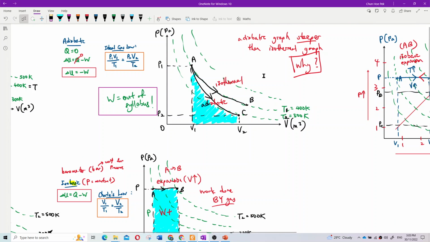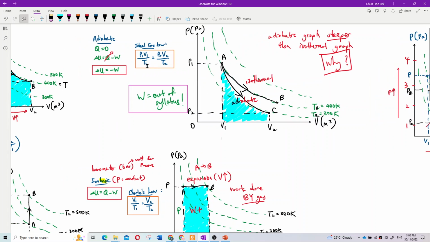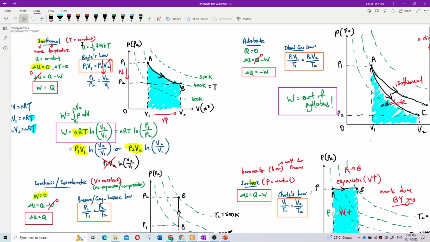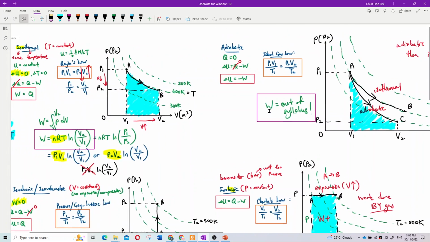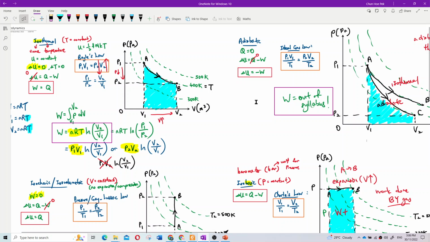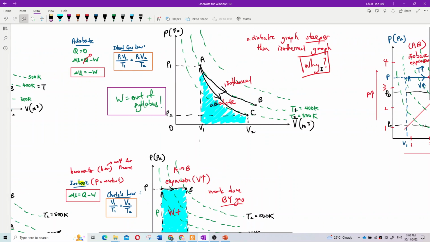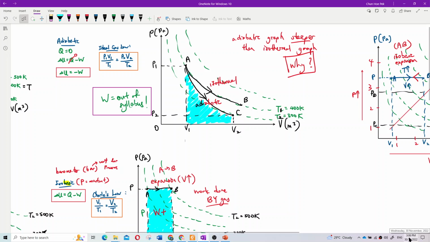But the thing is, why is the adiabatic graph steeper than the isothermal graph? This one is a different temperature. This one maintains the same temperature, and this one may become a different temperature. But why? I need to explain another concept. Another 5 minutes.